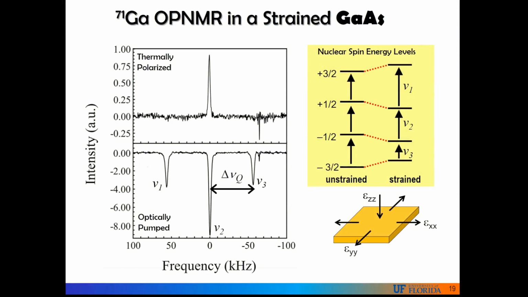Now if we apply the tensile strain, the plus or minus 1/2 states will shift down and the plus or minus 3/2 states shift up. So you can see that the central transition here, nu2, is not affected to first order by the application of strain, but the satellite transitions do split off. In fact, from the measurement of that quadrupole splitting, we can infer the strain in the sample. So this really provides an in situ strain gauge, which is a measurement of strain within the first few microns layer from the surface of the sample.